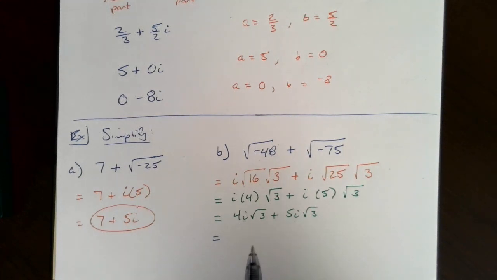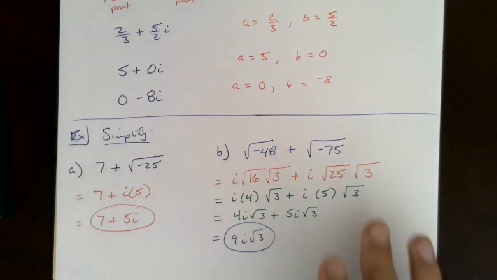Think about how when you combine like terms, if they have the same variable, the same power, think of the I almost like that. So the I root 3 and the I root 3 is kind of like your variable piece when you combine like terms. 4 plus 5 would give me 9, and then I root 3 comes along.